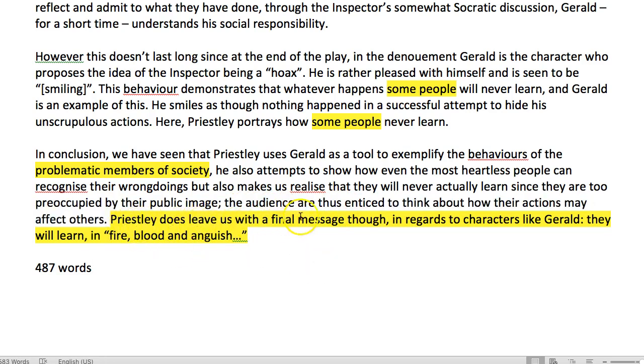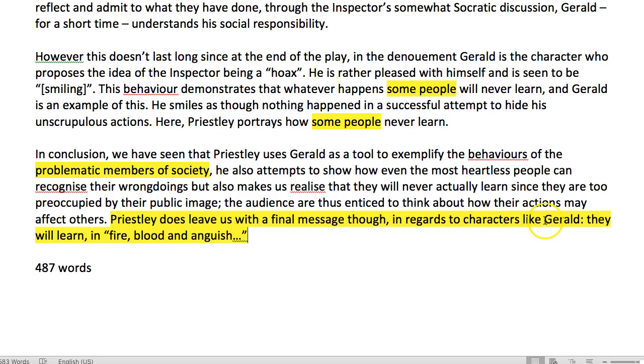Priestley does leave us with a final message, though, in regards to characters like Gerald. They will learn in fire, blood and anguish. Well, what will they learn in fire and blood and anguish? And why? Why will they learn it? And you need to link that to this idea of Gerald rejecting the inspector's teaching.